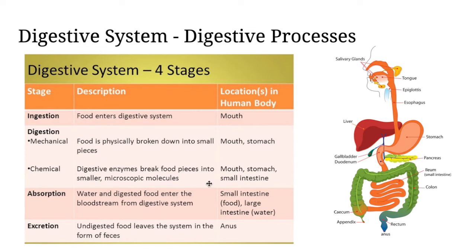Chemical digestion is again going to use enzymes to get that food into even smaller microscopic pieces. That will happen in your mouth. It starts when your saliva is secreted by your salivary glands. There are enzymes in your saliva that begin some of that chemical digestion. You will also have enzymes secreted in your stomach and your intestines. So this process happens from your mouth through your small intestine.